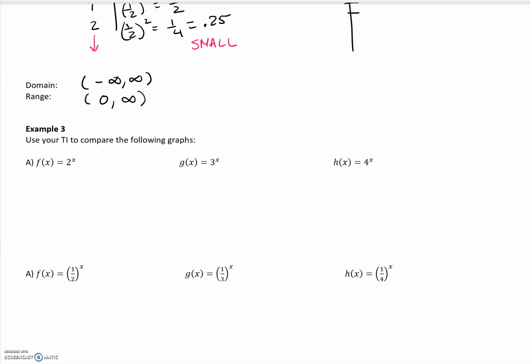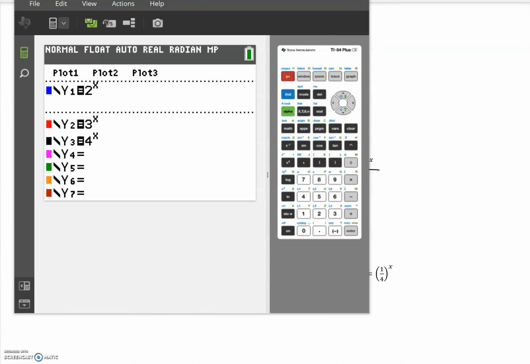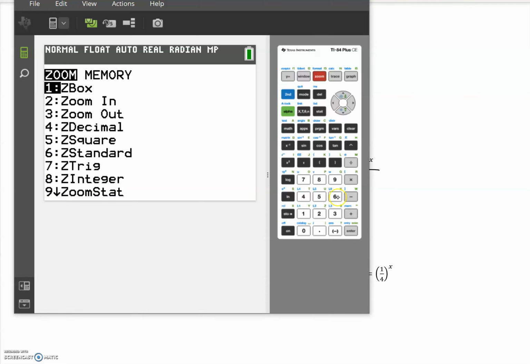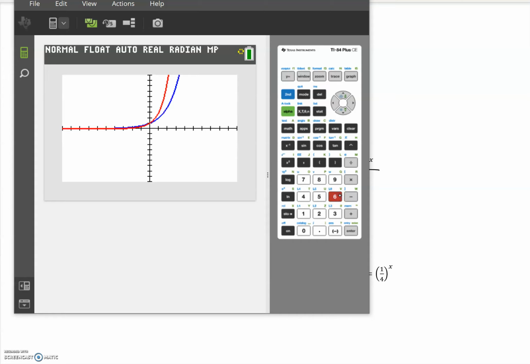And for part A of this example, we're going to put 2 to the x, which we already did by hand upstairs, 3 to the x, and 4 to the x to see what happens as the base gets bigger and bigger. So we've got 2 to the x, 3 to the x, and 4 to the x. We're going to do a zoom 6, and there's 2 to the x, there's 3 to the x, and there's 4 to the x.